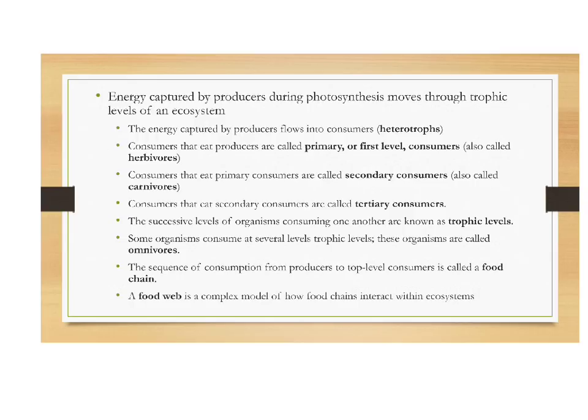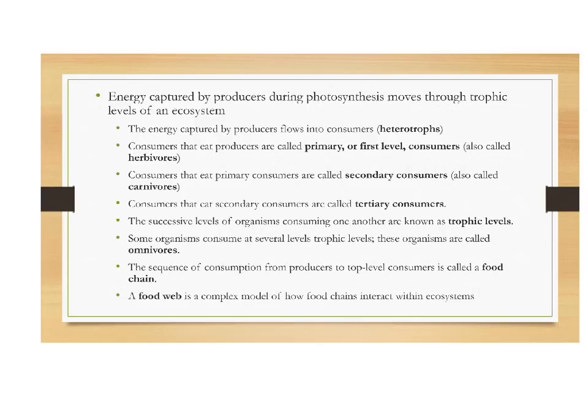Consumers that eat primary consumers are called secondary consumers. These are also generally called carnivores. For the most part, secondary consumers are carnivores. Consumers that eat secondary consumers are called tertiary consumers. Tertiary means third level, so these are third level consumers. The successive levels of organisms consuming one another in an ecosystem are known as trophic levels. And again, this is a review of biology.